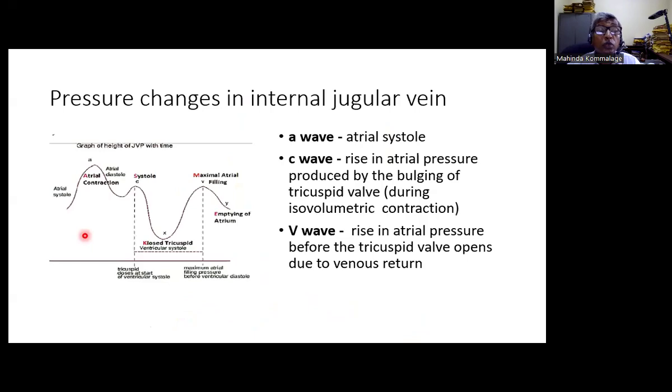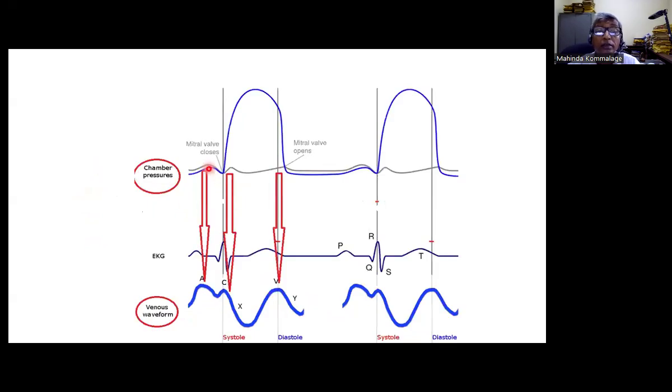Right. So in the jugular venous waves, we have wave A, wave C, and wave V. And wave A is due to atrial contraction. Here you remember, with the atrial contraction, atrial systole, we get this pressure increase, and that will be represented by the jugular wave as A wave.